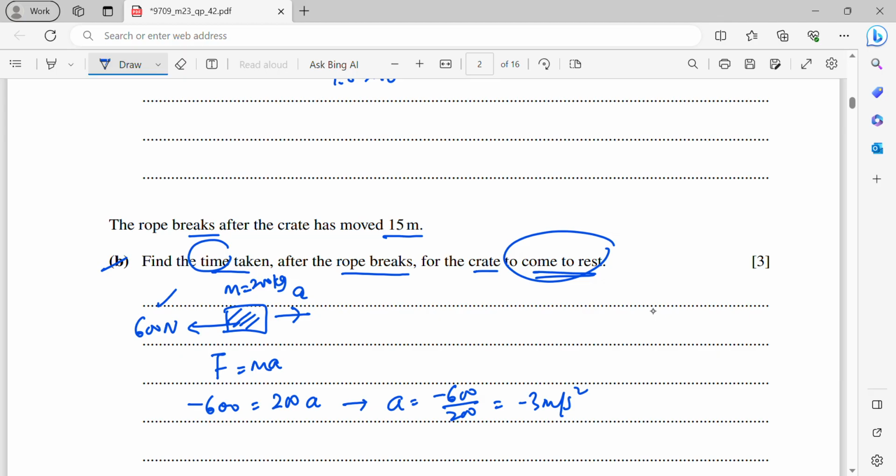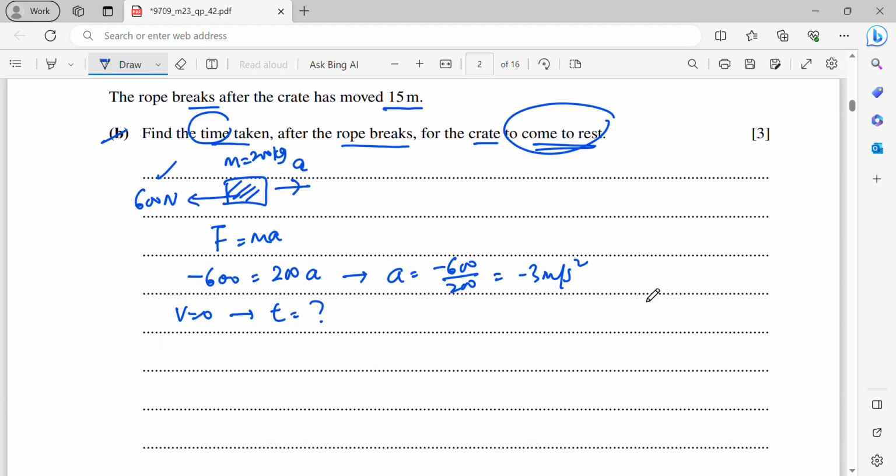Now we need to find the time when the crate comes to rest. When it comes to rest means that v equals 0. Then what is the time? Since we have found the a, I will just use the v equals u plus at formula. So the v is 0. Now the u is going to be 15 over 2, plus the a is going to be minus 3, because here, a equals minus 3.